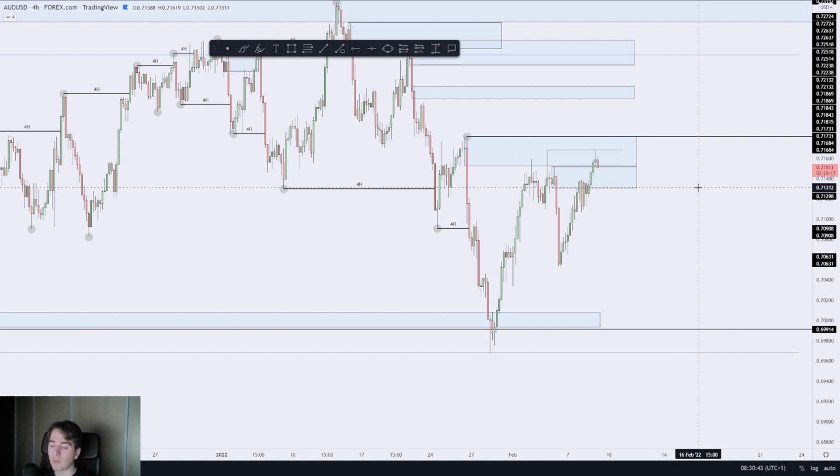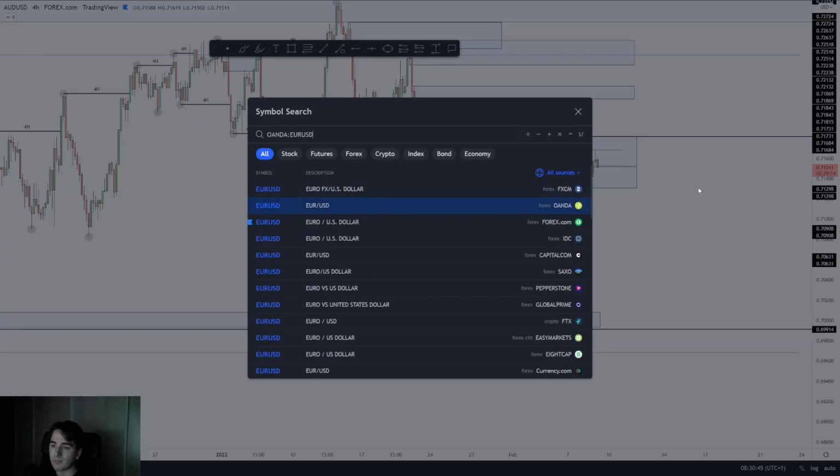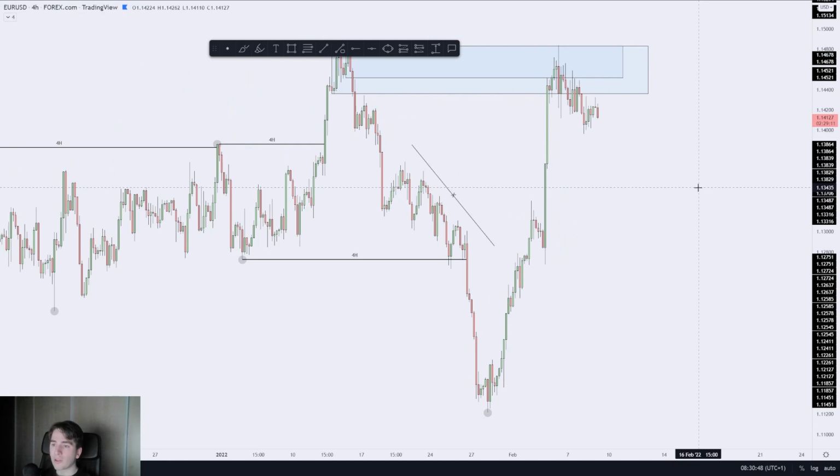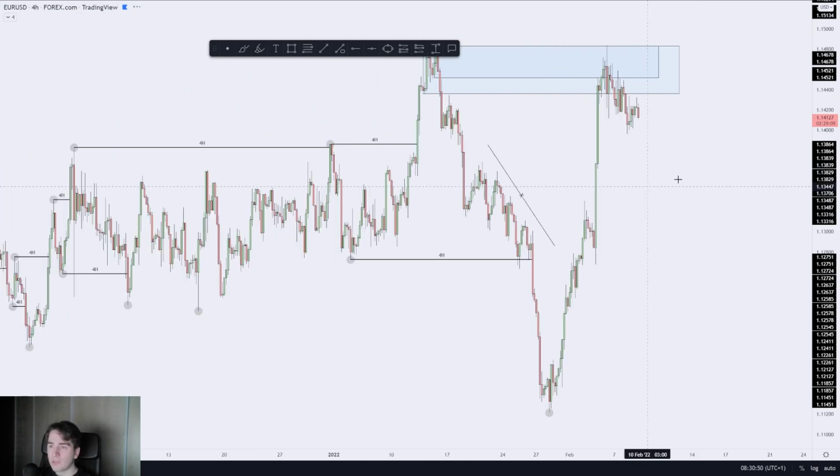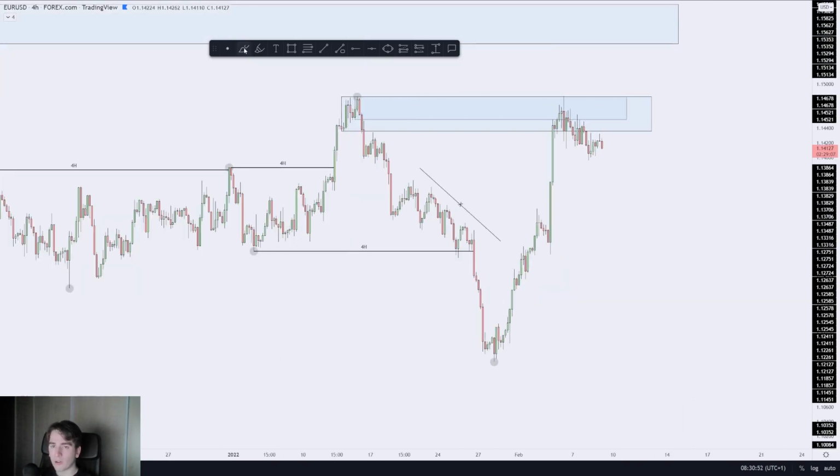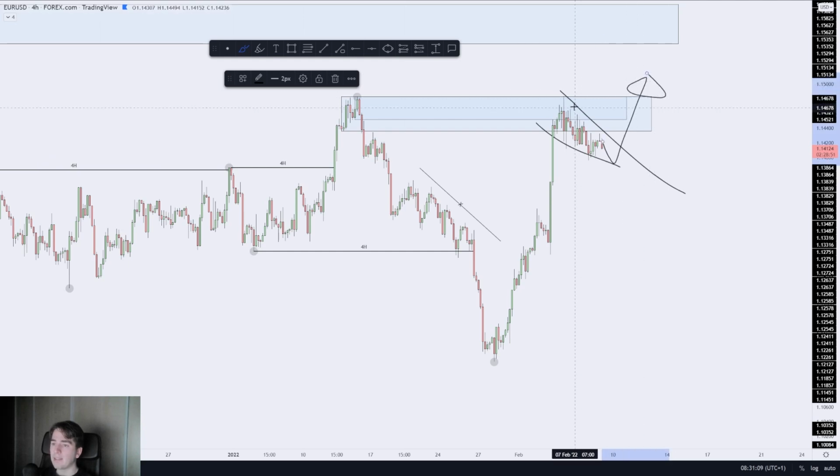Let's head over to our next pair, which is Euro dollar. Euro dollar has been pushing down a little bit lower, still very choppy. As we can all see, markets are overall pretty choppy this week. We can see just some descending corrective price action. This could possibly mean that we are going to see a reversal up towards the upside soon, because as you guys know, descending choppy price action is essentially a bullish sign.